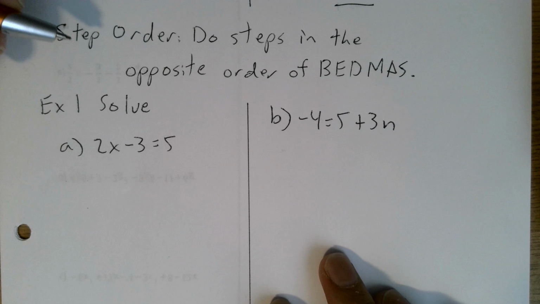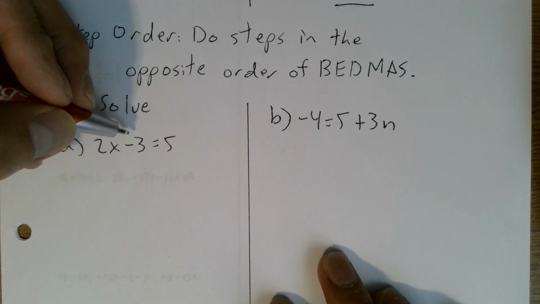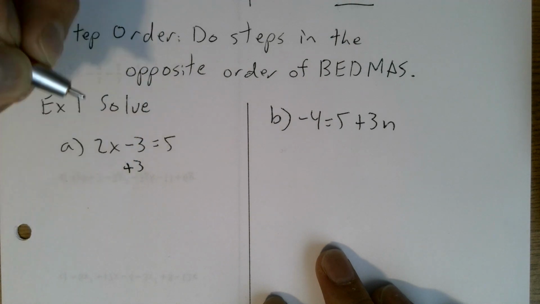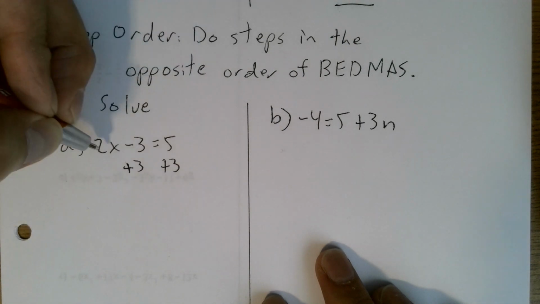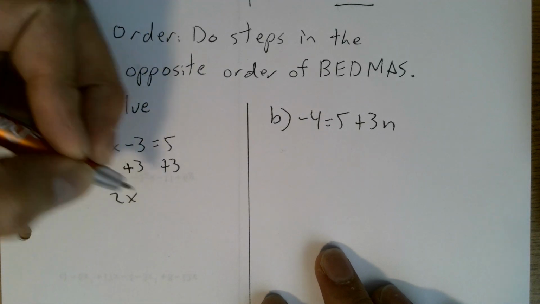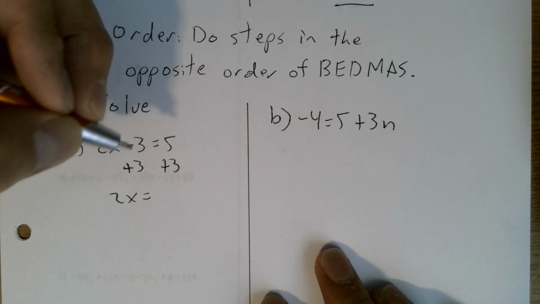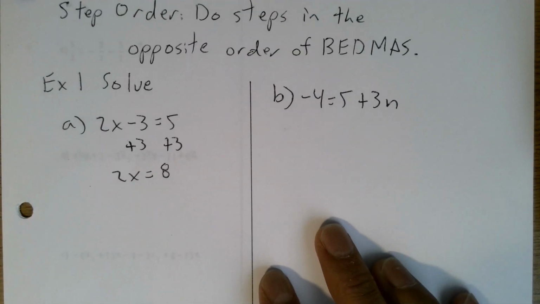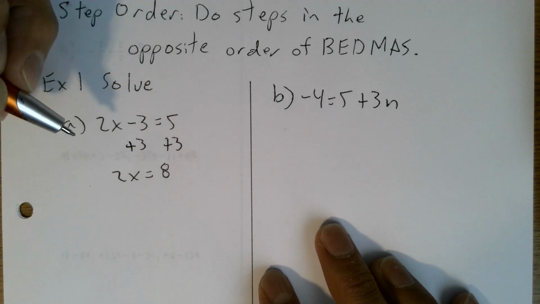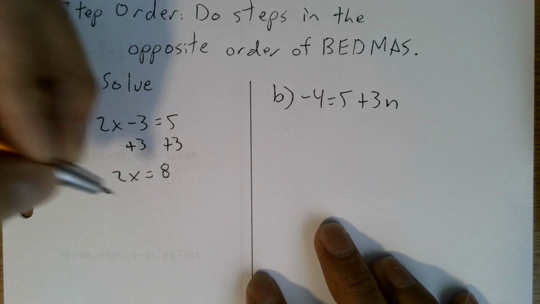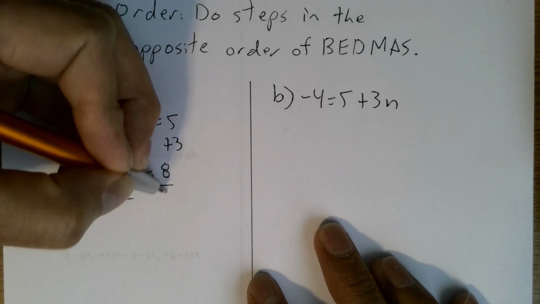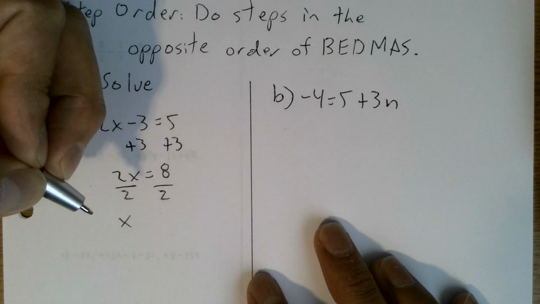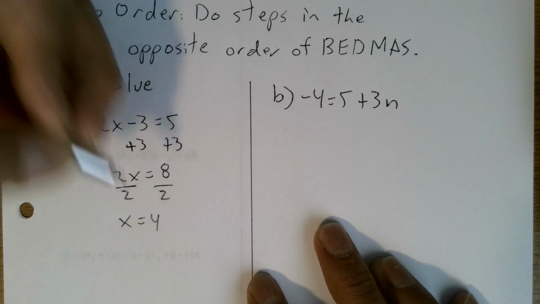You guys remember from last time, we want to make this a 0 instead of a minus 3, so I'm going to add 3 to both sides because negative 3 plus 3 is 0. And I've got 2x plus 0 is just 2x. And on the other side, I've got 5 plus 3 is 8. And now you guys remember that 2x means 2 times x. And I want it to be 1 times x. So I'm going to divide both sides by 2. 2 divided by 2 is 1, so I've got 1 times x is just x. 8 divided by 2 is 4.